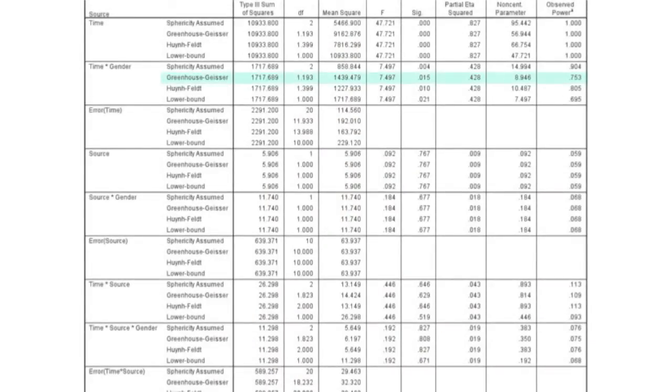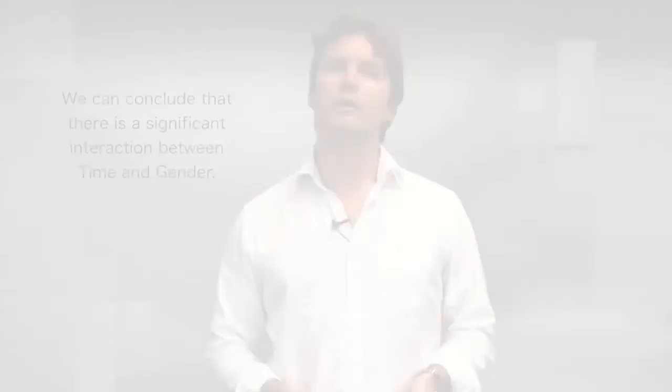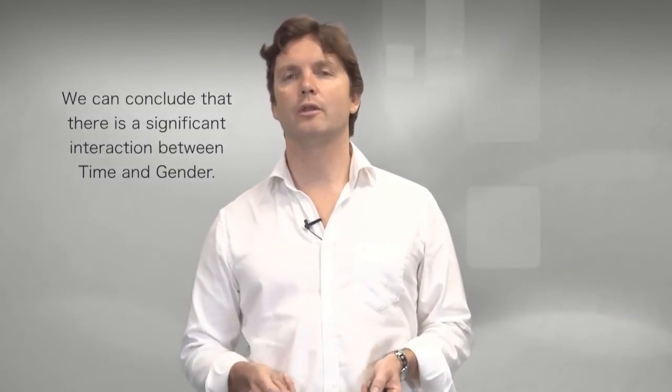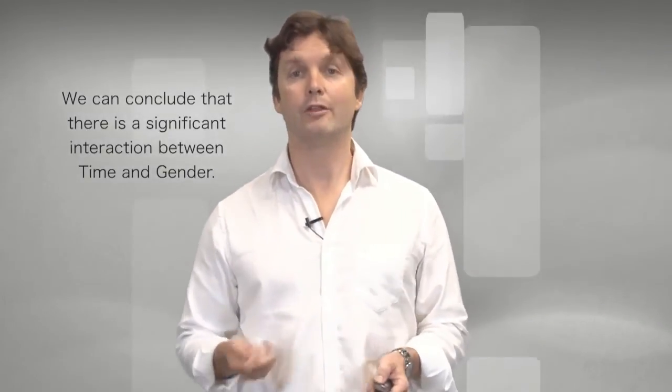We don't know yet. Looking at the two-way interaction between time and gender, we can see that the F ratio is 7.497. And as you can see, it is significant with a sig value of 0.015, which is less than 0.05. Consequently, we can conclude that there's a significant interaction between time and gender.